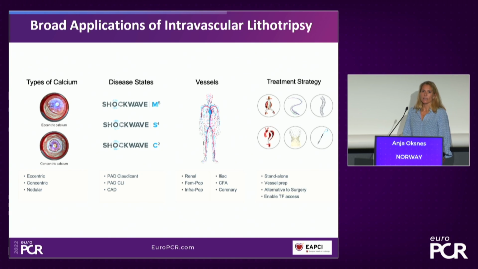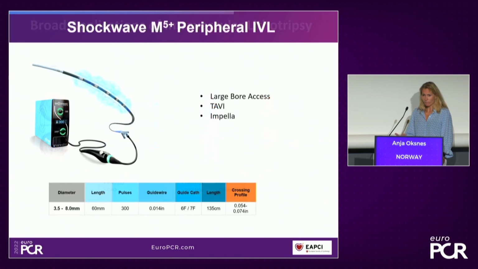But it's increasingly usual to use the IVL system also in peripheral arteries, like before you do a TAVR, to deliver your large bore device in calcified lesions. So the new M5 Plus system is up to 8 French in size. All of them can be delivered through a 7 French guide, and you can treat a long lesion with up to 300 pulses.